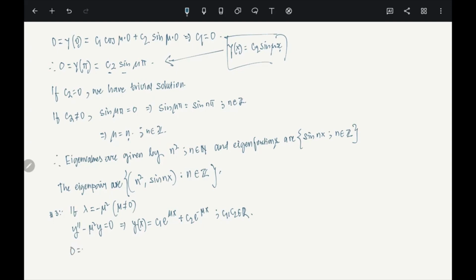Again, 0 equals y at the point 0, which equals c1 times e to the power mu times 0 plus c2 times e to the power minus mu times 0. So that will give us c1 plus c2 equals 0. Is it okay? So that is your first equation. And another one: 0 equals y at pi equals 0.